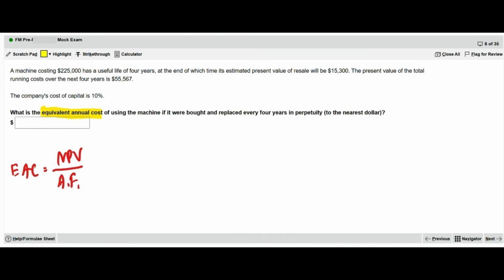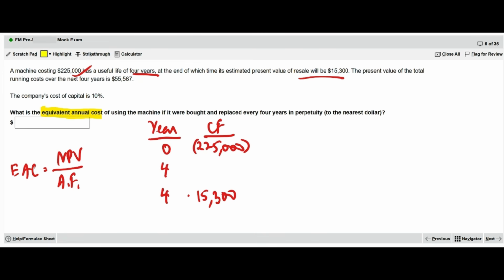Now, here in this question, if the machine was bought and replaced every 4 years in perpetuity, what are the cost and details that are given here in order to find out present value? Year zero, the machine cost 225,000, and it has a useful life of 4 years, at the end of which the estimated resale value, that is the fourth year resale value, is going to be 15,300, which is positive.